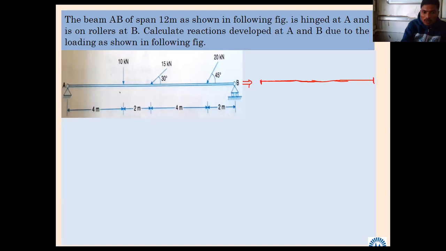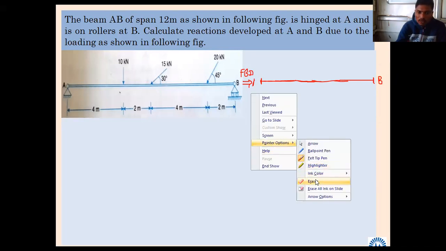12 meter. Okay. What type of supports are there at point A and B? Hinged support. Both? Both hinged?